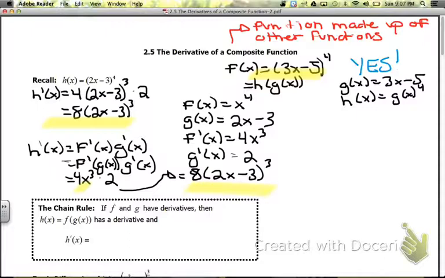So that moves on to our chain rule. If f and g have derivatives, then h of x is equal to f of g of x has a derivative, and h prime of x is equal to f prime of g of x times g prime of x.